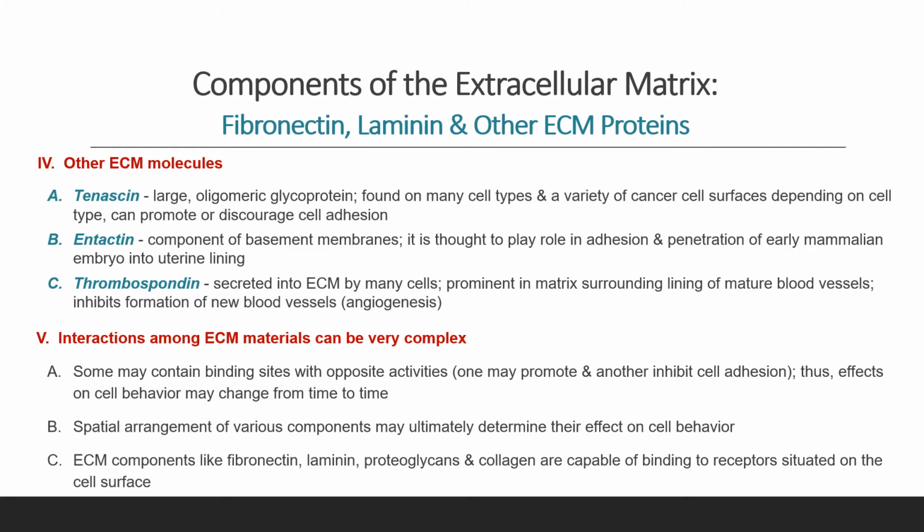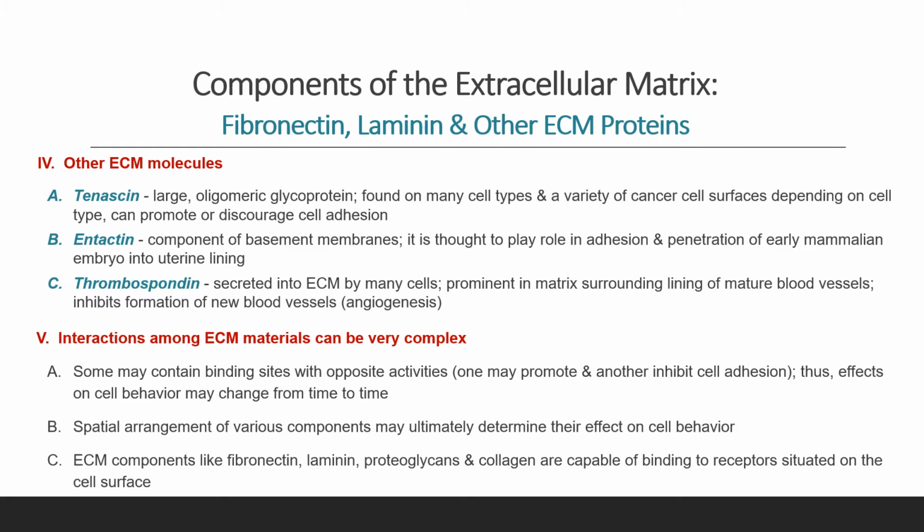So other ECM molecules include tenascin. These are large oligomeric glycoproteins found on many cell types and a variety of cancer cell surfaces, which, depending on cell type, promotes or discourages cell adhesion. Next, you have nidogen, also called entactin. This is a component of the basement membranes. It is thought to play a role in adhesion and penetration of the early mammalian embryo into the uterine lining.